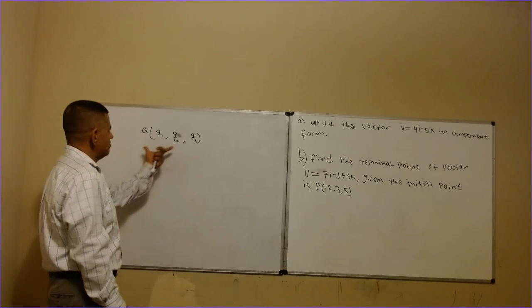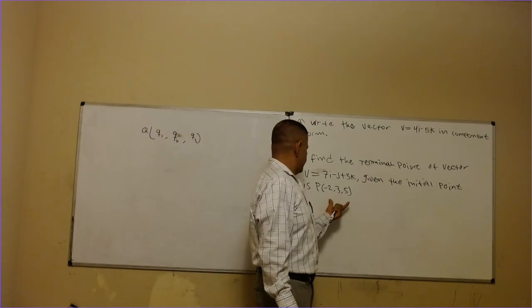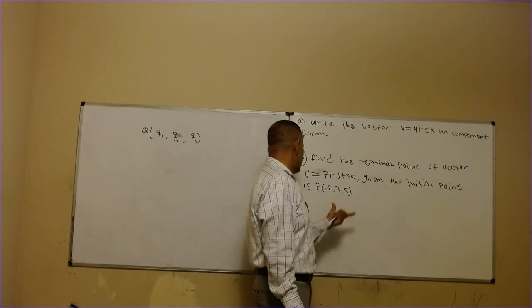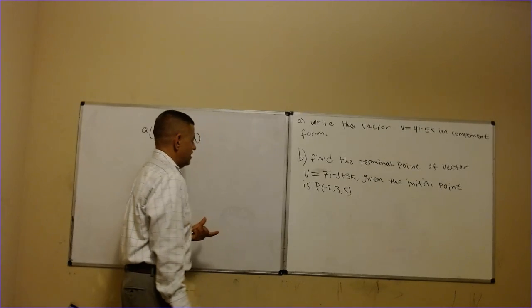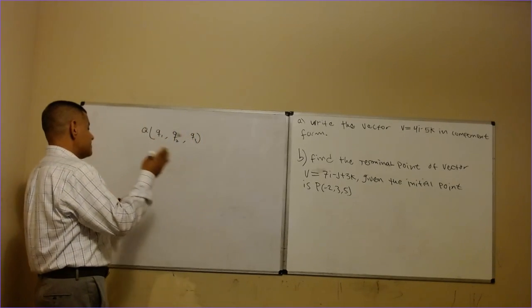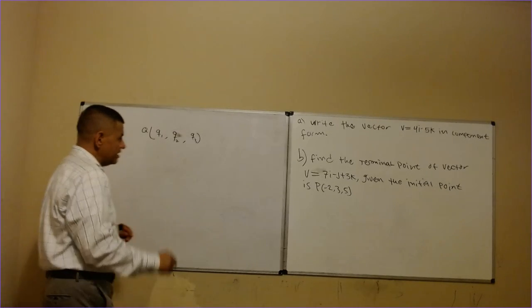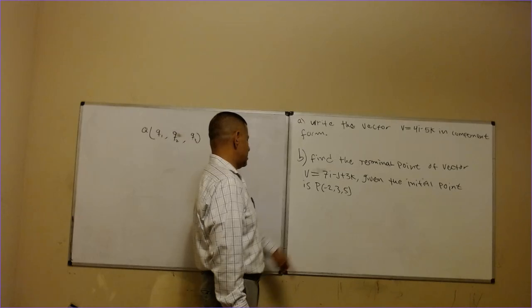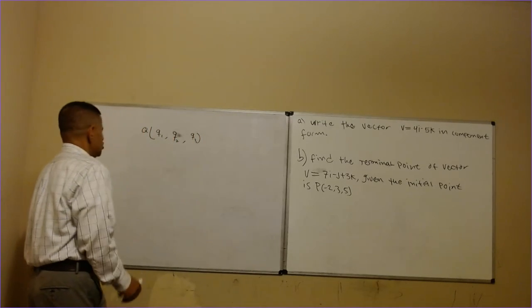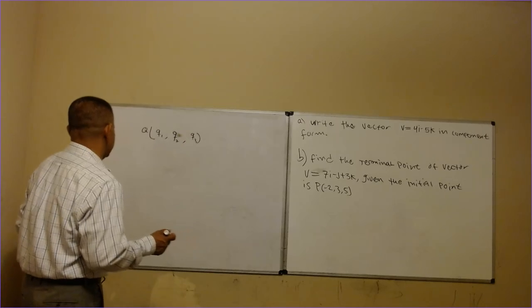So technically, remember, we have the initial point right here. We're looking for the terminal point given the initial point. So what the book says is the following. The book doesn't explain, but this is what they did, okay?